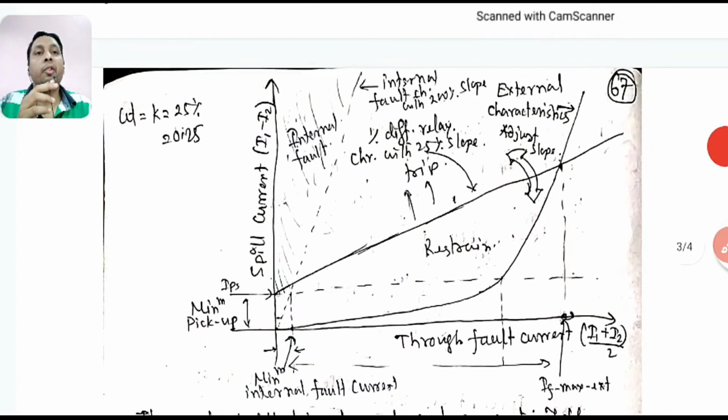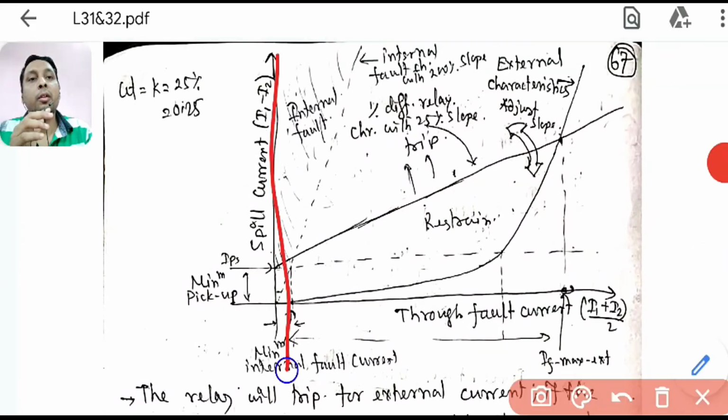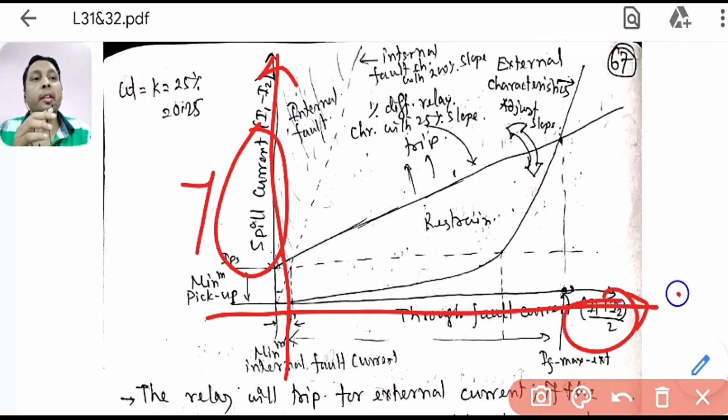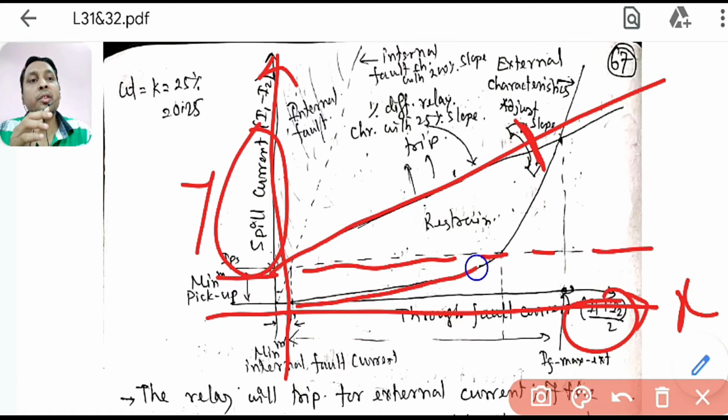Say this is the drawing; forget about the internal fault for now. If I plot the axes, this is your spill current, which we consider y, and this is your through fault current, which we consider x. Here is the line y equal to mx plus c, where you can change the slope. You remember this was your plug setting, so you set for this much current, and anything above this current will trip. And you recall your external fault characteristic, because your external fault keeps on increasing. If it increases, then your spill current also increases.